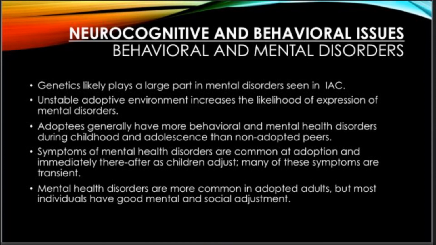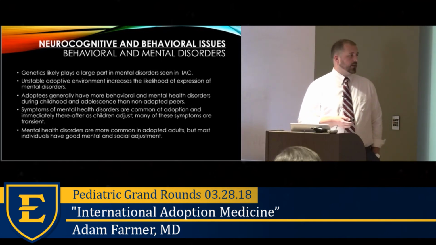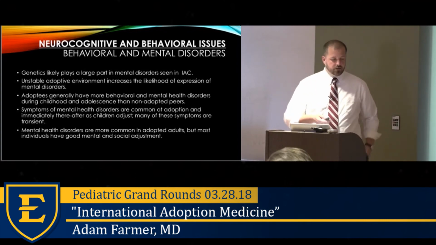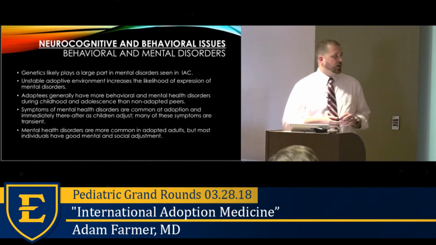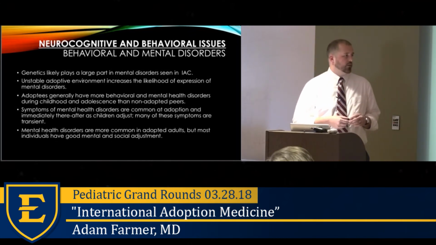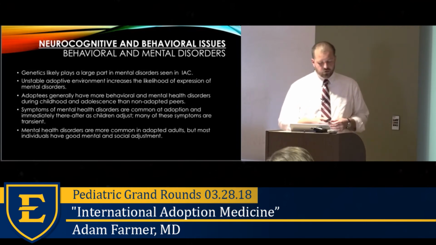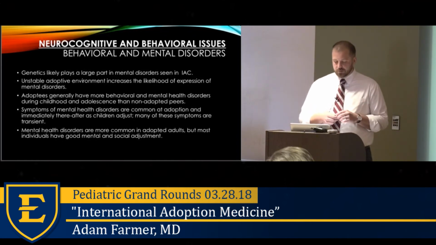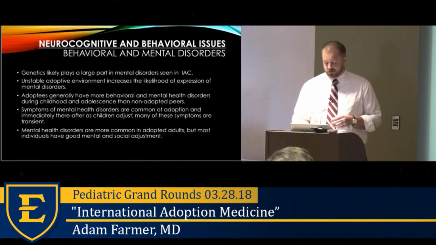Behavioral and mental disorders, again, there's likely a large genetic component to this. Unfortunately, we just don't have the information to know whether or not that's the case for a lot of these children. An unstable adoptive environment can most likely increase or exacerbate some of the expression of these mental disorders. And it has been shown that adoptees generally do have more behavioral and mental health disorders throughout childhood and adolescence. One article I found said that mental health disorders were more common in adopted adults, but most of these individuals, they said, were still having good mental and social adjustment as well.